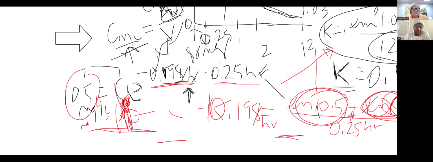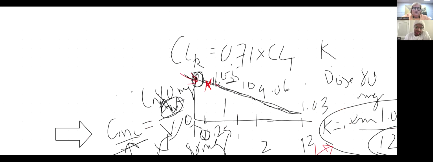So let me know what you come up with for the C0 or the C1 or whatever. What do you come up with for this concentration here, which is what we're trying to figure out?